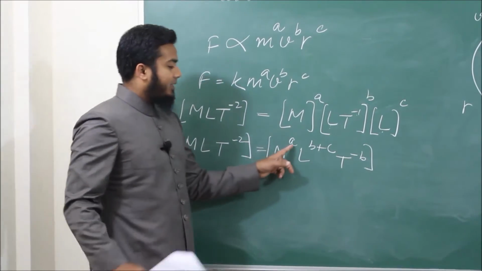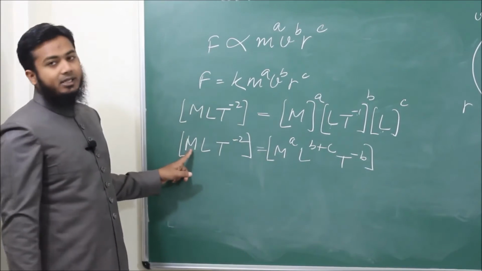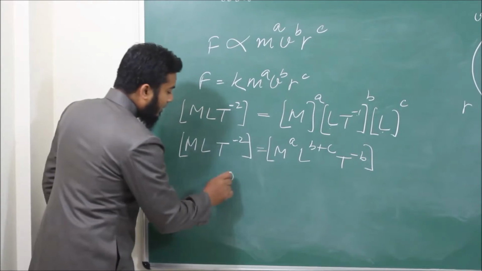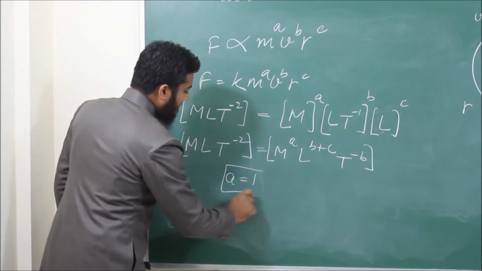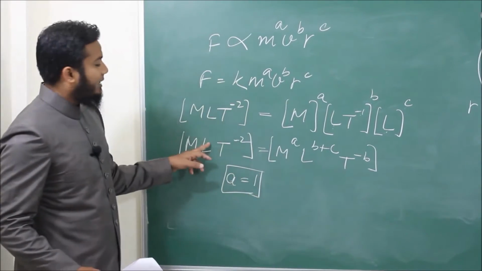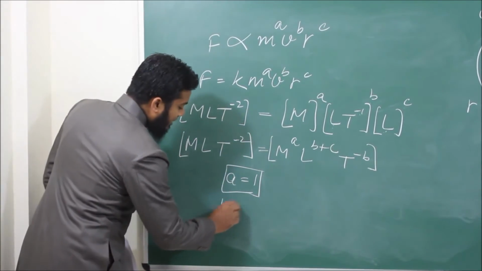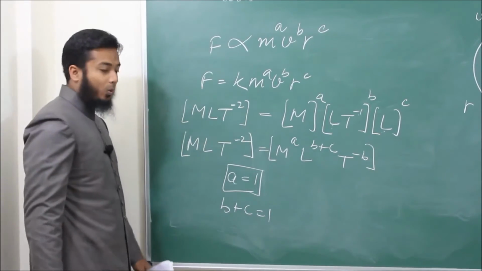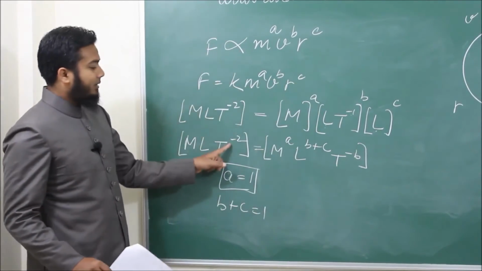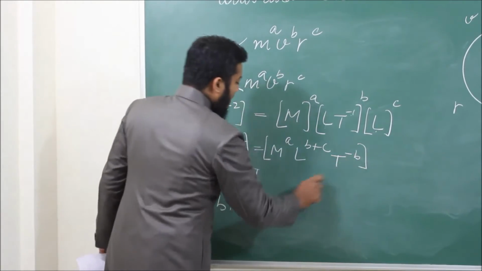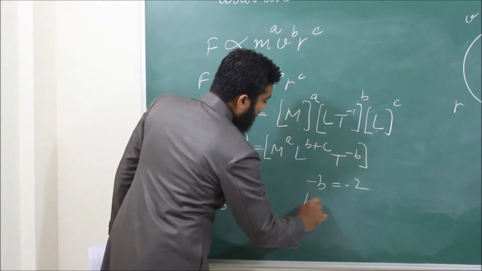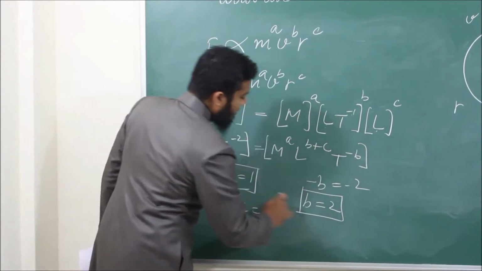Okay, so here m has a power a, or dimension a, and here the dimension is 1. So a must be equal to 1. A is 1. And L has a power b plus c, and here it has a power 1, so b plus c must be equal to 1. And T has a power minus b here, and here it is minus 2, so minus b must be equal to minus 2, or simply b is equal to 2. Minus will cancel out from both sides.